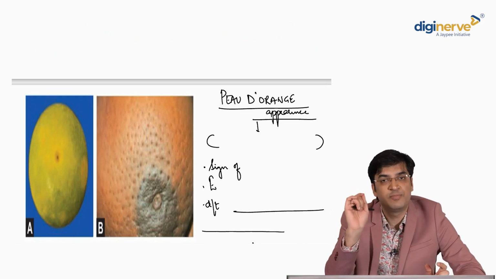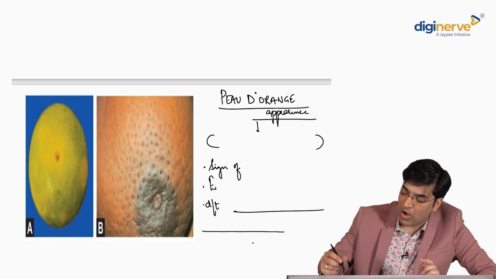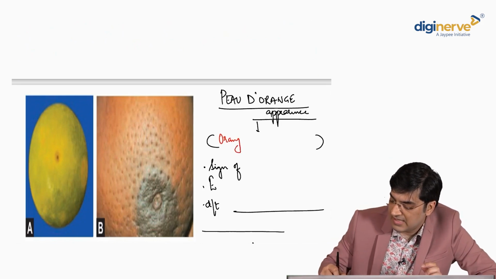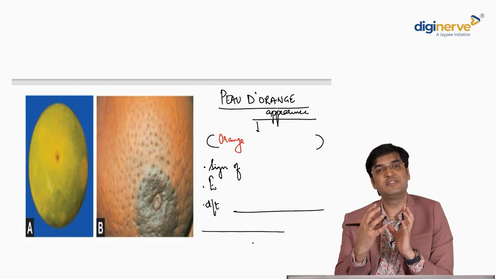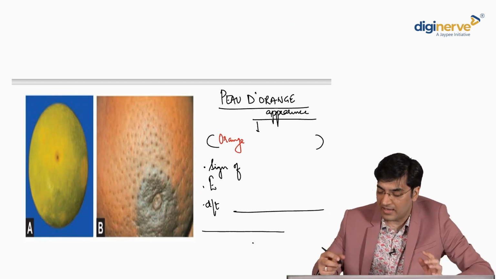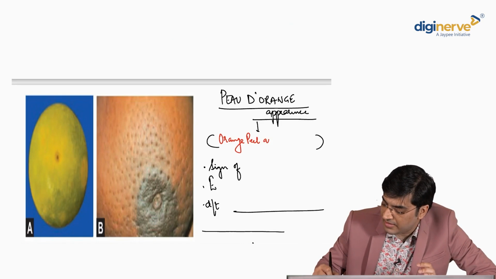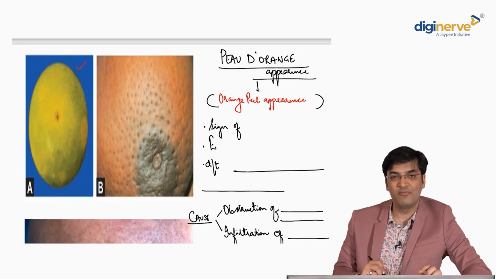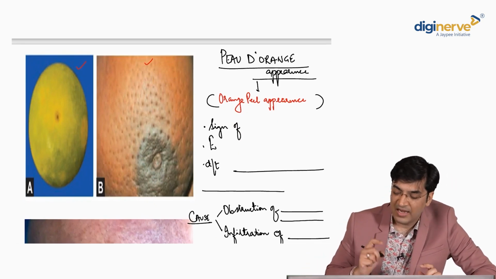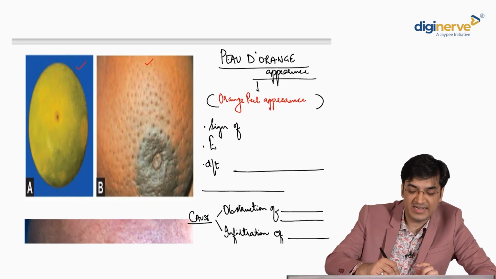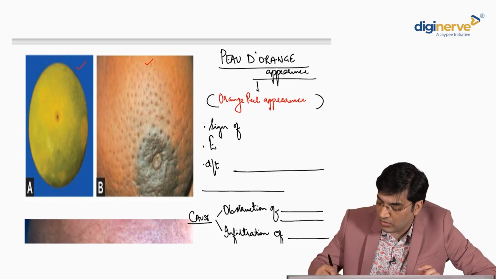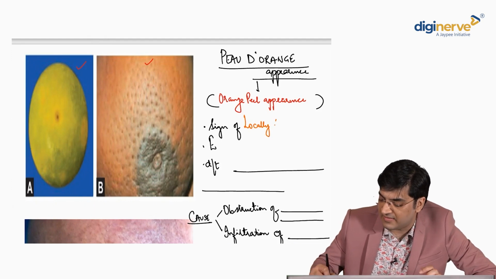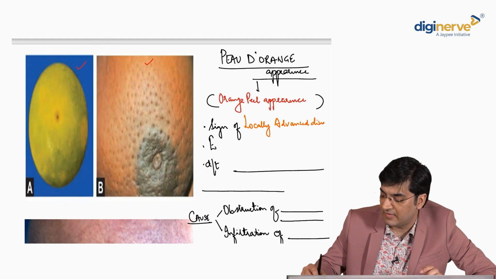It is called the peau d'orange appearance, that is, orange peel appearance. The surface of the breast looks like an orange peel. For your ease of understanding, look at this orange, it is somewhat like the orange peel. What exactly does it indicate? It is a sign of locally advanced disease.